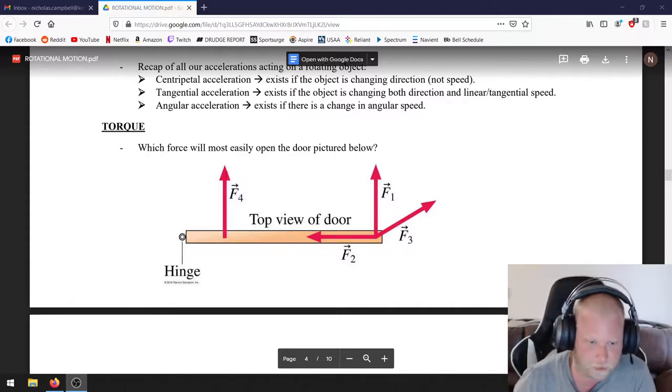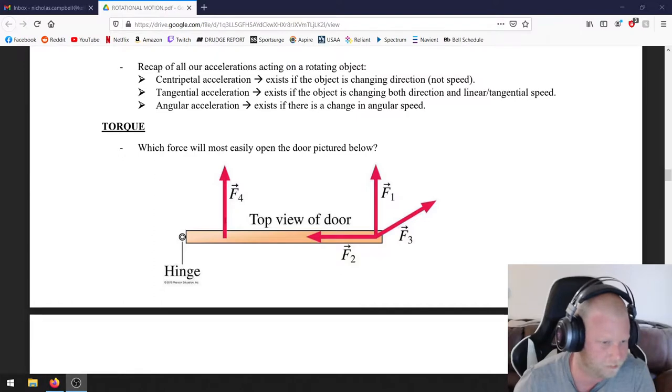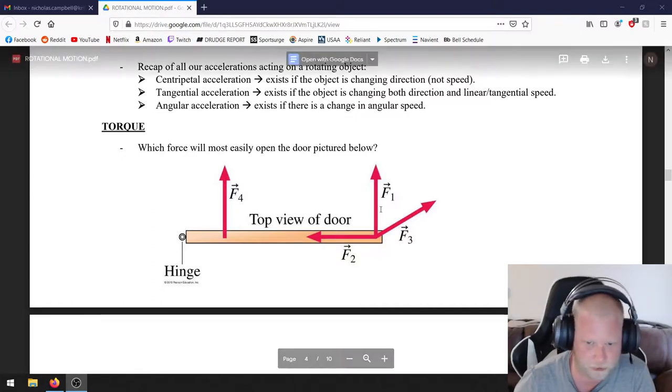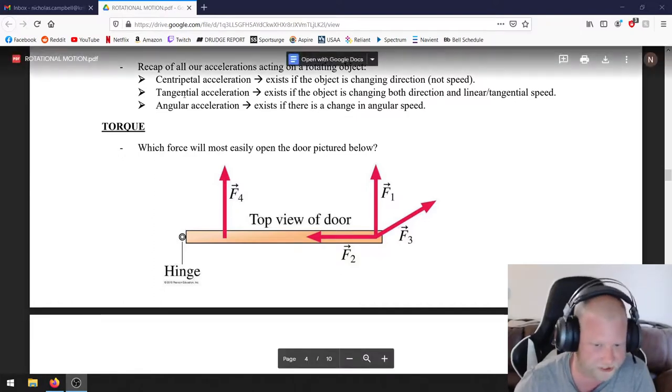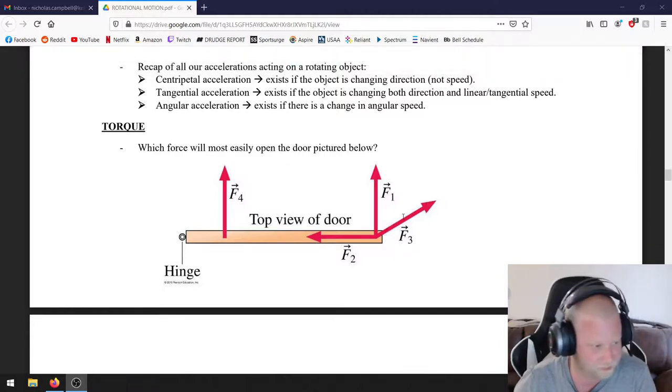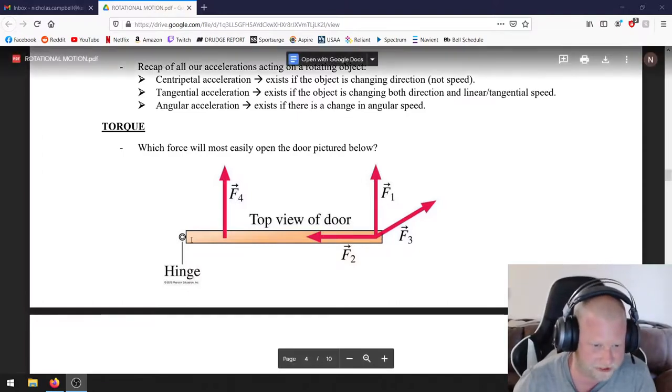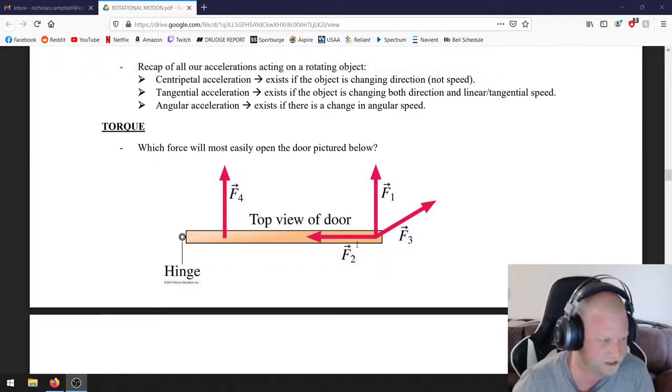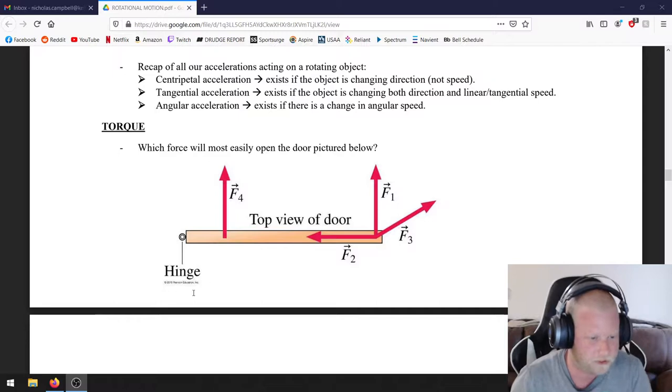Now, force 4, it will open the door, but you're going to have to apply a larger force than force 1 in order to get that door to rotate. Same thing with force 3. If you push on it at an angle, right, you're going to have to exert a larger force than you would if you exerted it like force 1. Now, force 2, if you're pushing directly at the hinge, that door is never going to rotate.